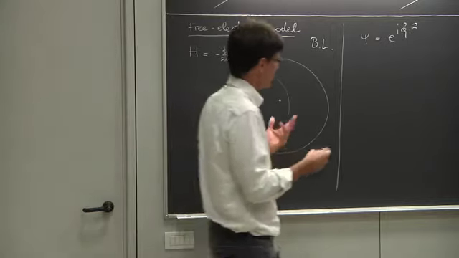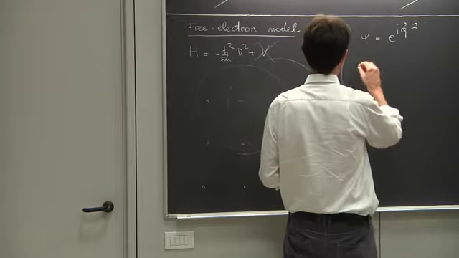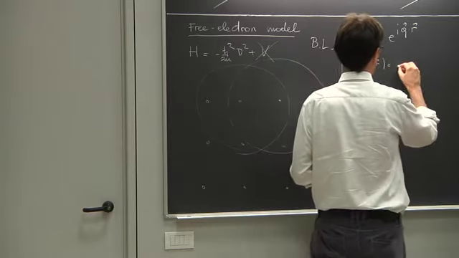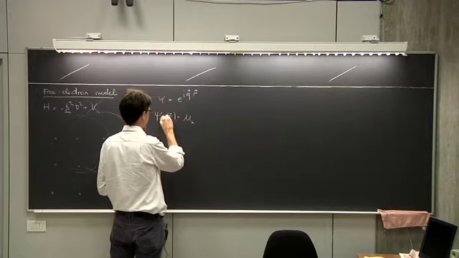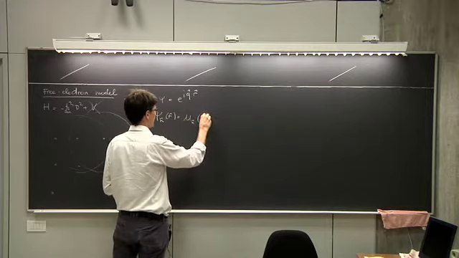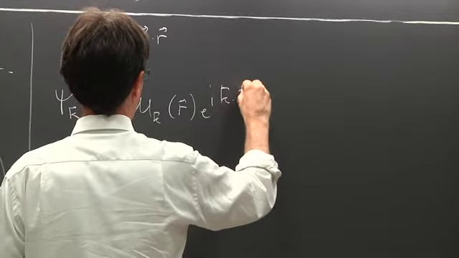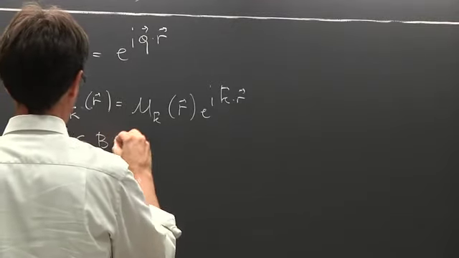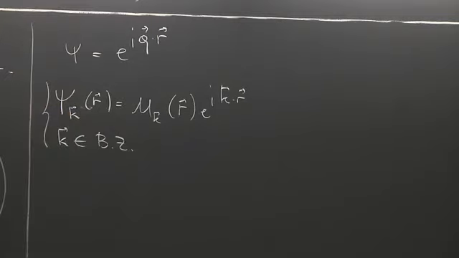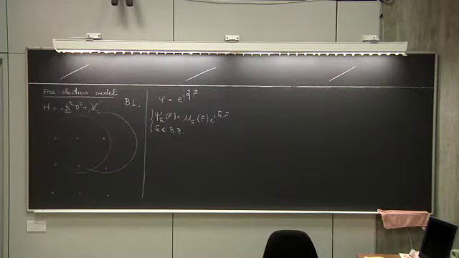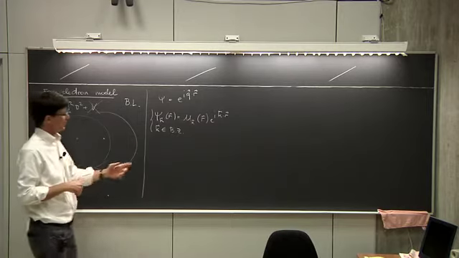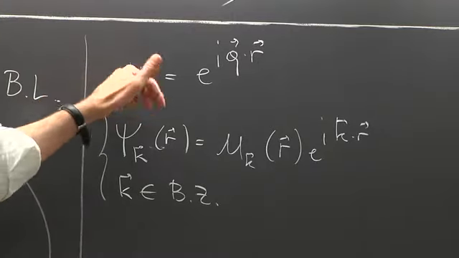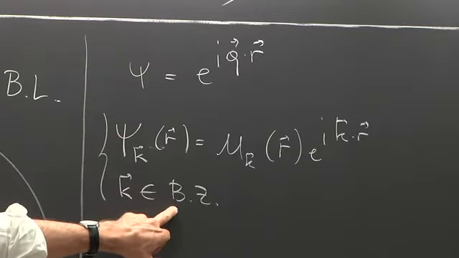So let me remind you what Bloch's theorem states. It says that solutions of the problem can be written in this form: ψ_k(r) = u_k(r) e^{ik·r}, with k belonging to the Brillouin zone of this particular Bravais lattice. So we have a Bravais lattice, we have a reciprocal lattice, we have a Brillouin zone, and there I can write solutions in this form. But my solutions are of this form. How can I translate and transform them in such a way that they look like this?